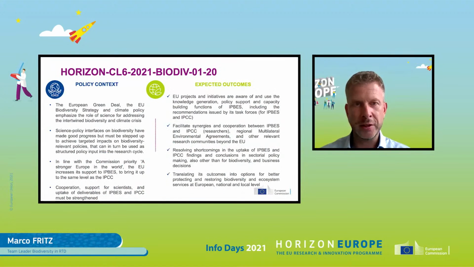The first slide informs you on the policy context. The policy context is that the European Green Deal, the European Biodiversity Strategy for 2030, and the climate policy emphasize the role of science for addressing the intertwined biodiversity and climate crisis. And science policy interfaces on biodiversity have made good progress, but must be stepped up to achieve targeted impacts on biodiversity relevant policies that can in turn be used as structured policy input into the research cycle.